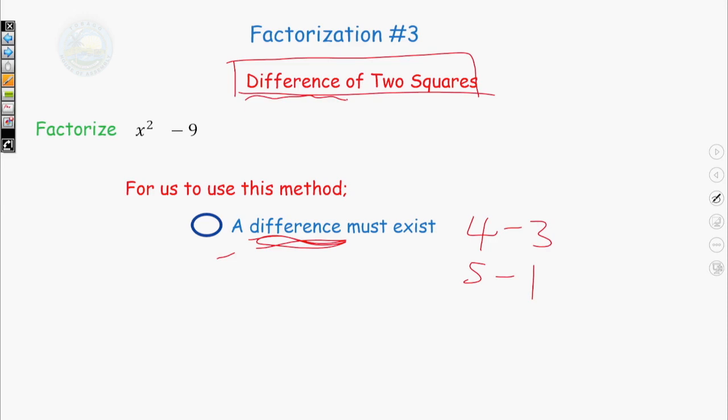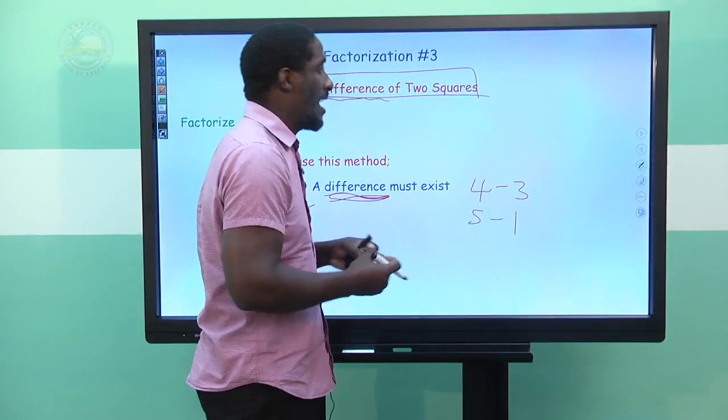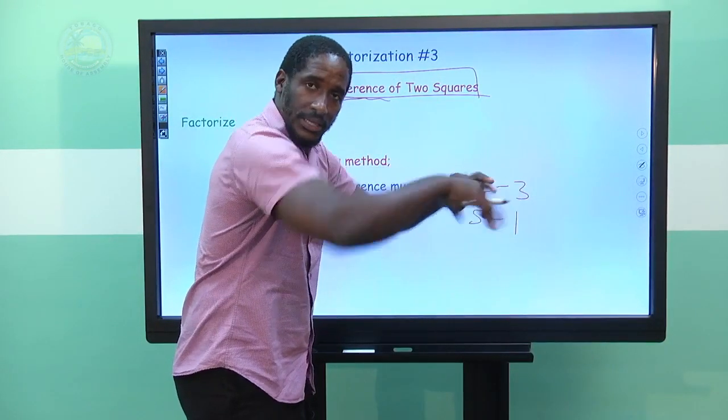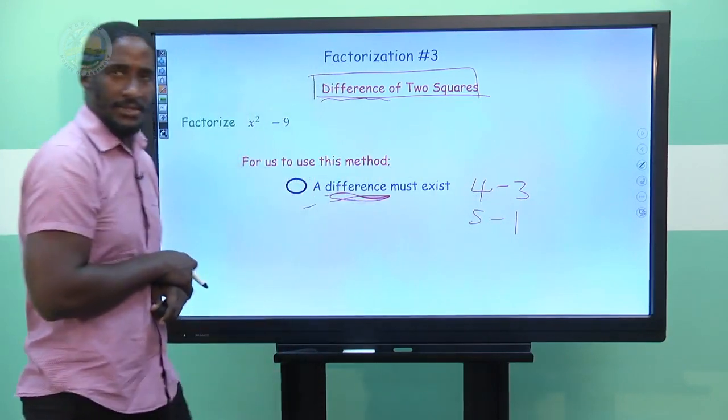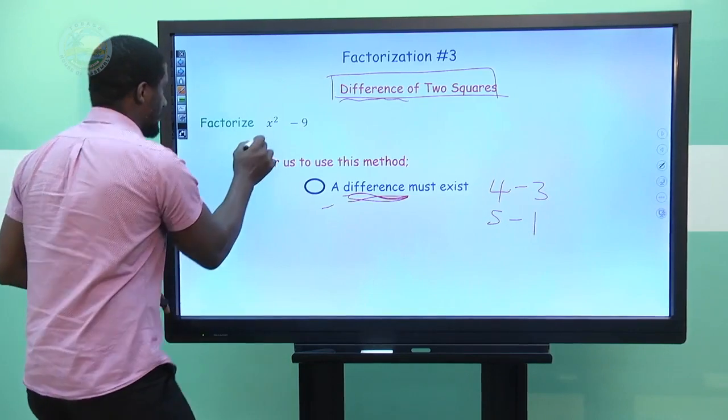So here, for us to apply this method, subtraction must be occurring between two terms. But the two terms must be perfect squares. I must be able to find some number or some term for which, when squared, would give me each of those terms that are subtracting there. So look at my question here.